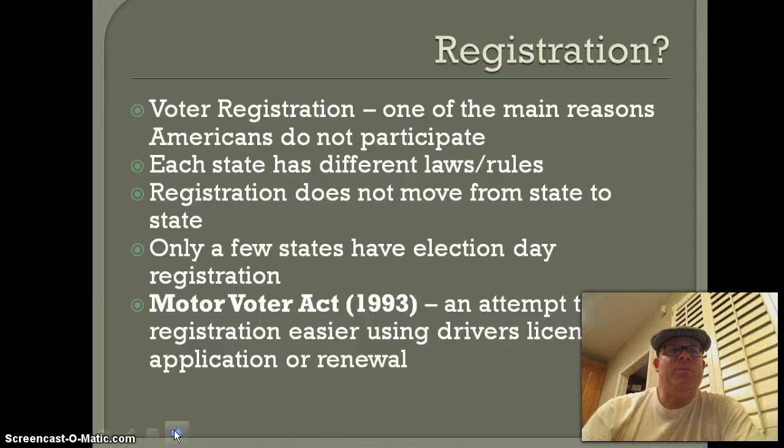They had a really cool act that was passed during Clinton's presidency called the Motor Voter Act, and that Motor Voter Act is actually the way that I registered to vote here in the state of Virginia. It gives the option for you to register to vote at the same time as you register for a new driver's license. This was something that was put into place to make things a little easier for people. It's had impact, but it hasn't had quite the impact than what people anticipated.